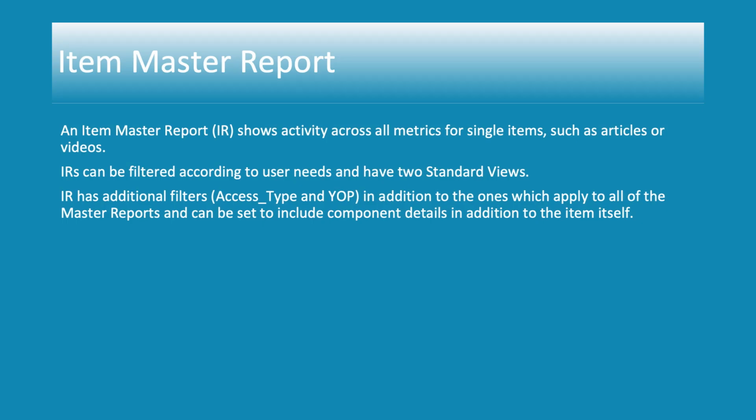An Item Master Report, or IR, shows activity across all metrics for single items such as articles or videos. IRs can be filtered according to user needs and have two standard views. IR also has two additional filters, access type and year of publication, in addition to the ones which apply to all of the master reports, and IR can be set to include component details in addition to the items themselves.